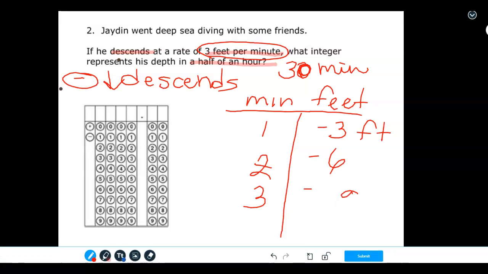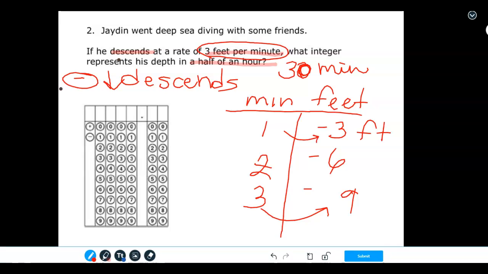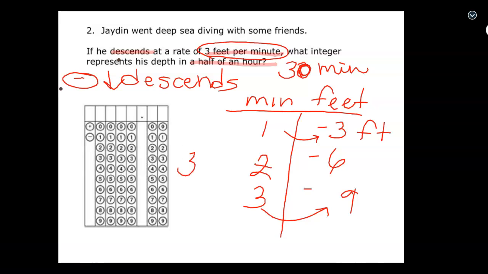Okay, so what I did find is a pattern. Going from 1 to negative 3, or 3 to negative 9. What am I multiplying to get this? 3. By 3, but I'm actually multiplying by negative 3. We haven't gotten to multiplying by negatives yet, but we can just think of it as 3 right now. Okay? So if I have 30 minutes times 3 feet per minute, what am I going to get? 30 times 3 is 90.